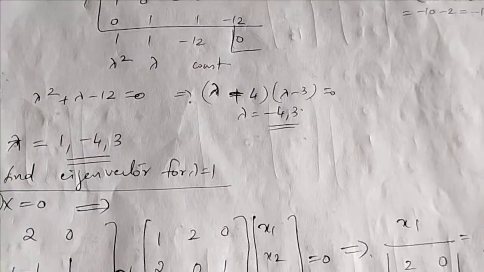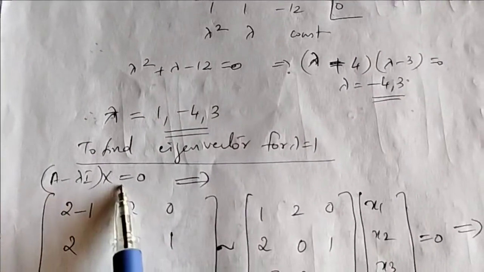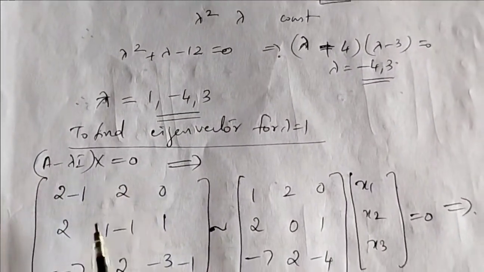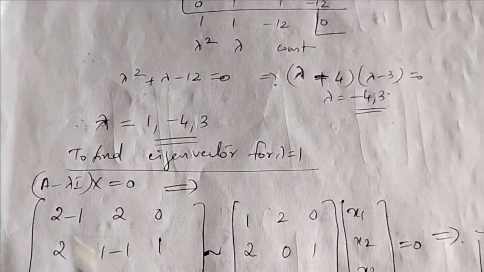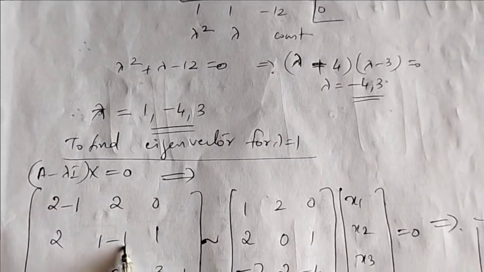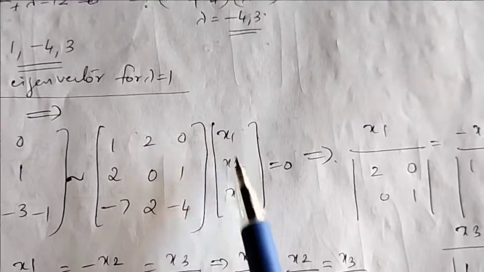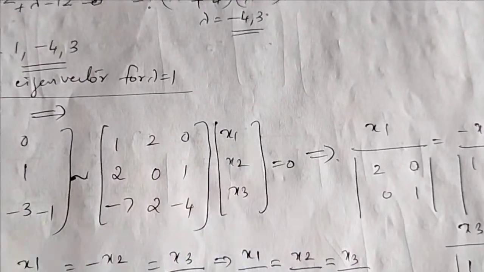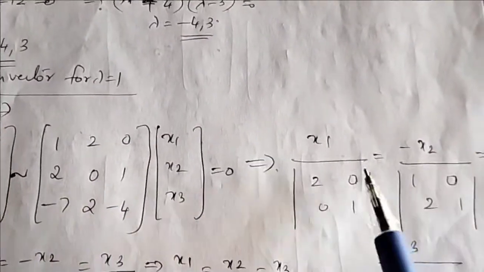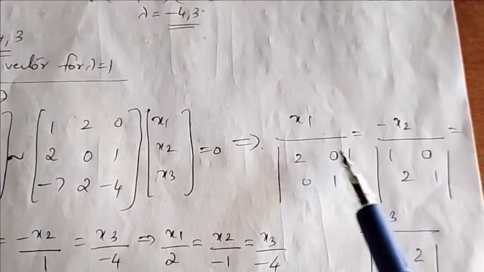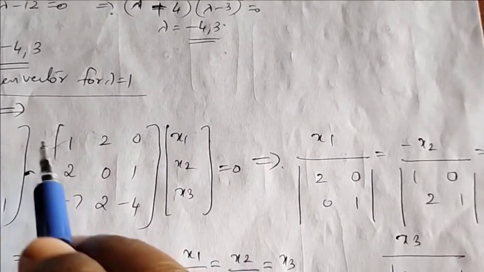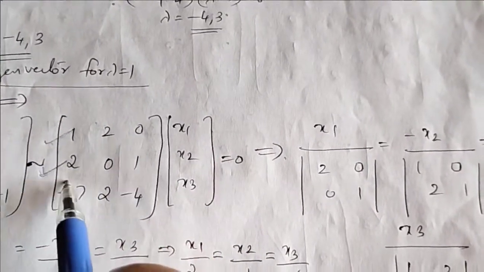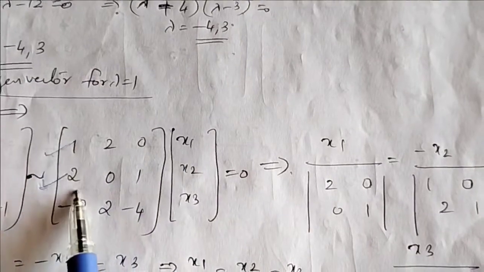If lambda is equal to 1, that is (A minus lambda I) into x is equal to 0. This is a homogeneous equation; substitute lambda is equal to 1, which means subtract 1 from the diagonal elements. So 2 minus 1, 1 minus 1, minus 3 minus 1. Then the vector x1, x2, x3 is equal to 0. Then what is the eigenvector? We can use this method to find the eigenvectors. That is, choose any two rows of this matrix. Okay, so here I choose first and second.